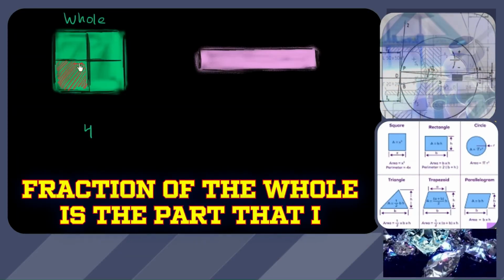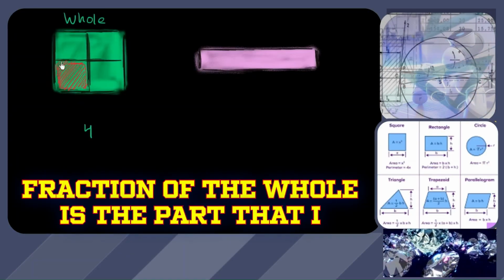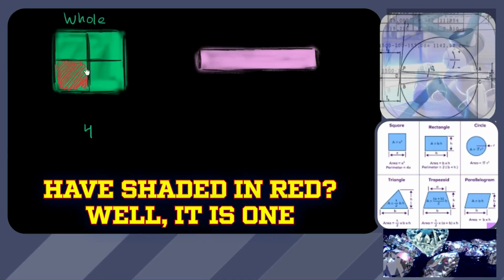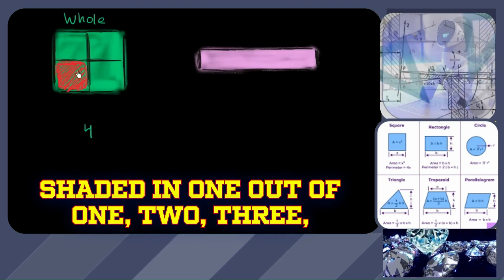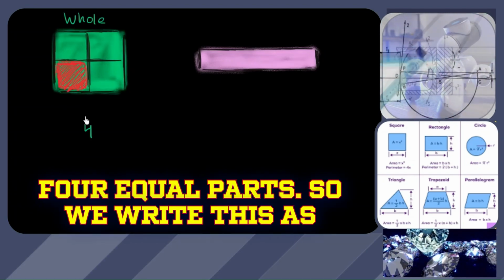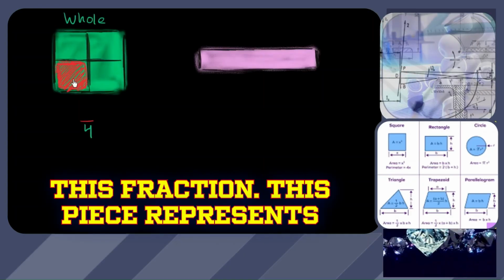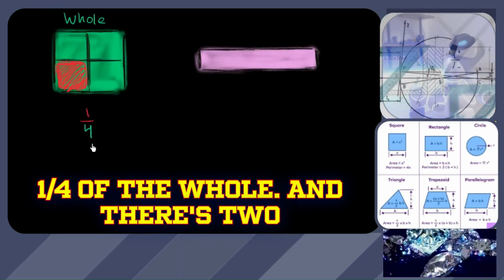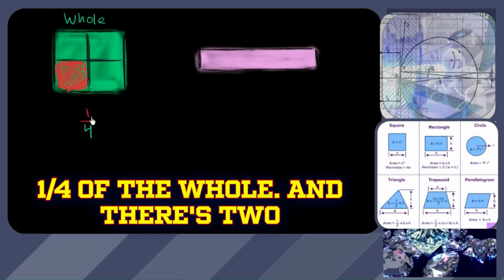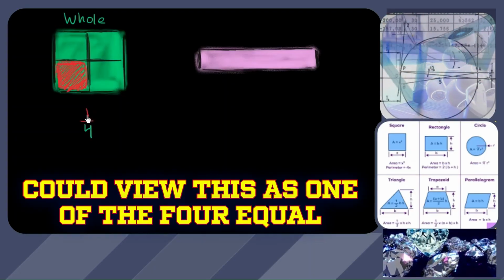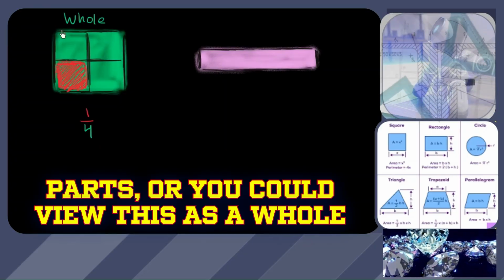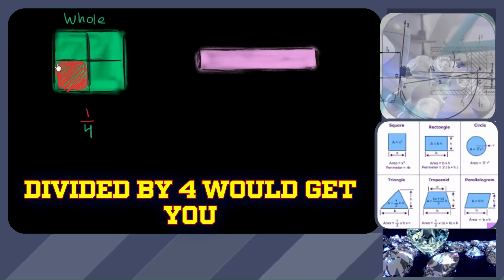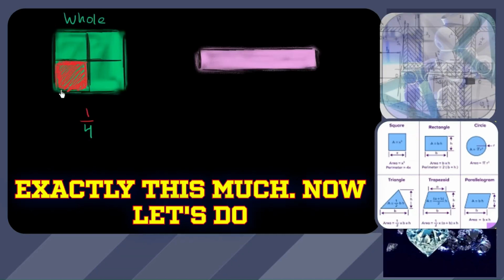So the question is, what fraction of the whole is the part that I have shaded in red? Well, it is 1 out of the 4 equal parts, right? I've shaded in 1 out of 1, 2, 3, 4 equal parts. So we write this as this fraction. This piece represents 1/4 of the whole. And there's 2 ways that you can think about this. You could view this as one of the 4 equal parts, or you could view this as a whole divided by 4 would get you exactly this much.